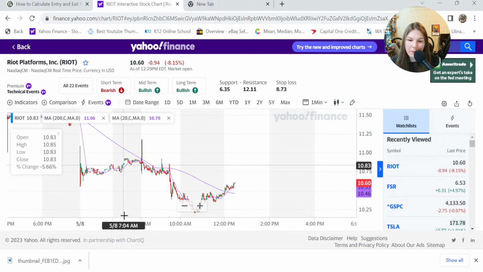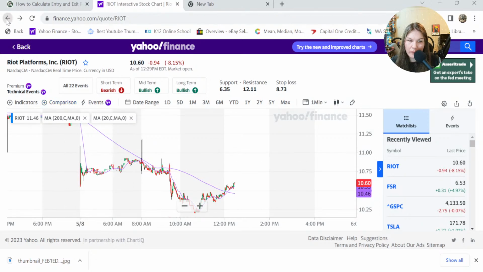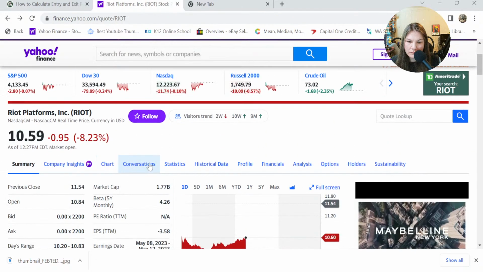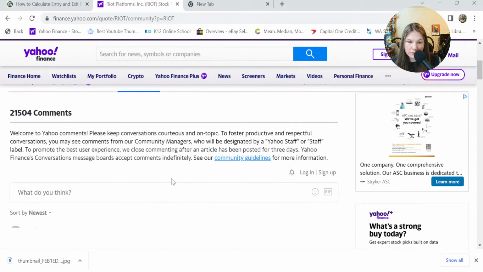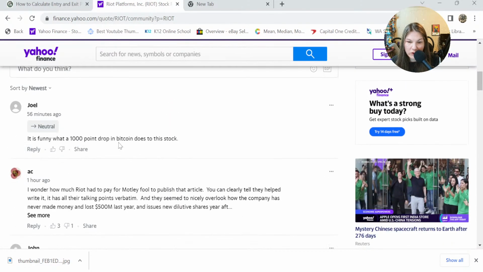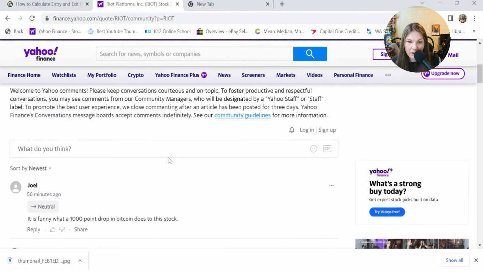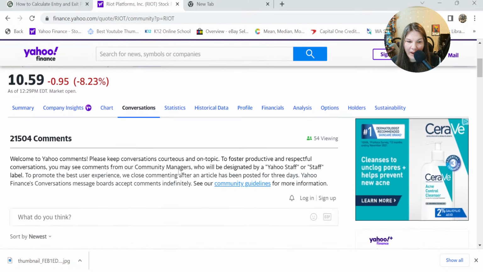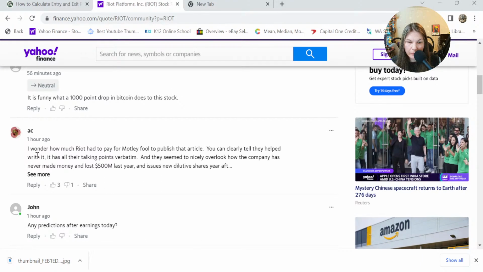Let's see what the people in the comments say. Conversations. Search by the newest. Joel says, it's funny what a 1,000-point drop in Bitcoin does to this stock. So Bitcoin went down and Riot went up. Is that what happened? I wonder how much Riot had to pay for Motley Fool to publish this article. You could clearly tell they helped write it. Has all their talking points verbatim.